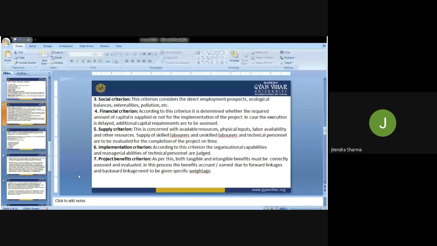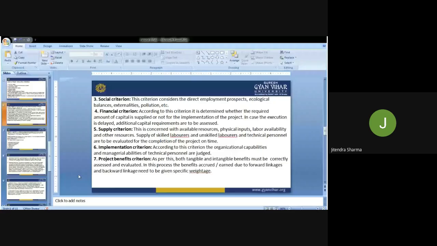According to this criteria, the organizational capabilities and managerial abilities of technical personnel are judged. If they have those skills, then only can we proceed further. Project benefit criteria is the ultimate outcome of the project. This is very important, as both tangible and intangible benefits must be correctly assessed and evaluated. In this process, the benefits arising from forward linkage and backward linkage need specific weightage. So these are a few criteria on the basis of which a project is to be assessed.